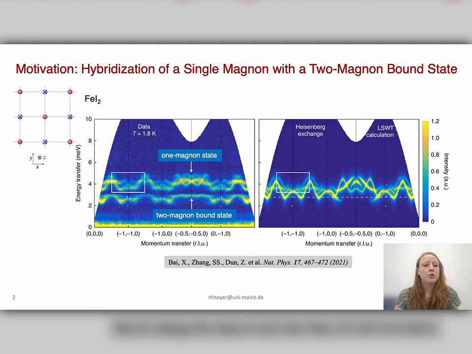The goal of this project is to answer the general theoretical question of how to describe such a hybridization of a single Magnon state with a 2 Magnon bound state. On top of that, we want to investigate if the avoided crossings can be topologically non-trivial. This means that there can be edge states between the bands that are topologically protected.